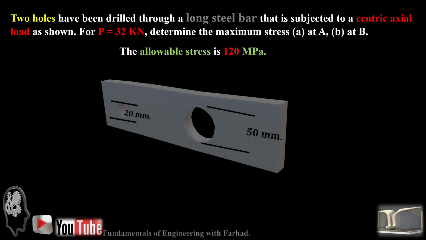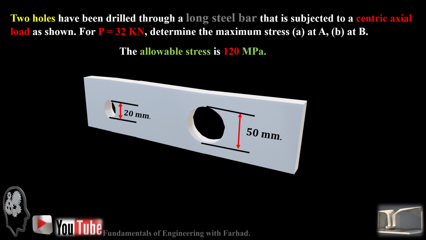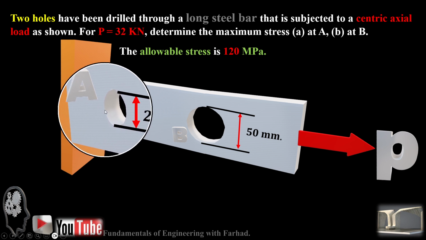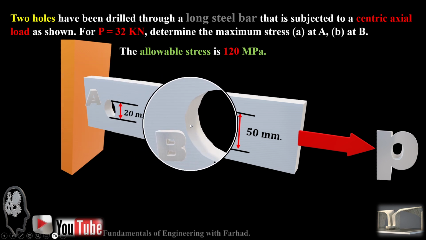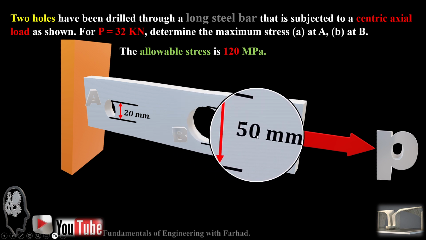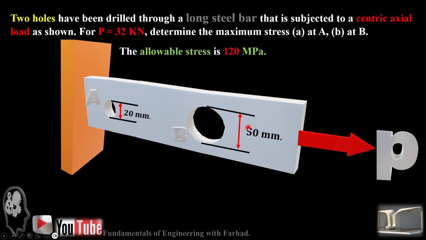In this example, we have a long steel flat bar handling an eccentric axial load of 32 kilonewtons, and there are two holes in our bar. There is a small hole with a diameter of 20 millimeters at A, and a larger circular hole at B with a diameter of 50 millimeters. When we apply a force of 32 kilonewtons at its free end, we want to know the maximum stress at A and B.